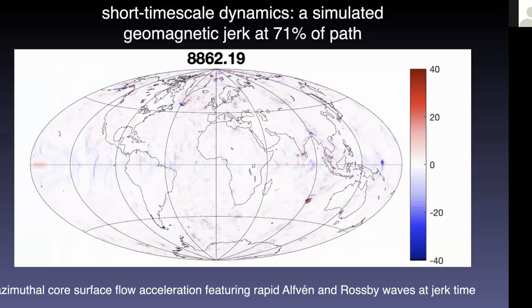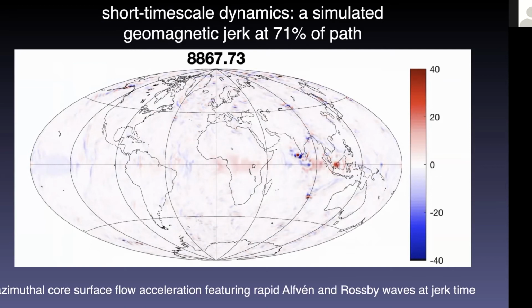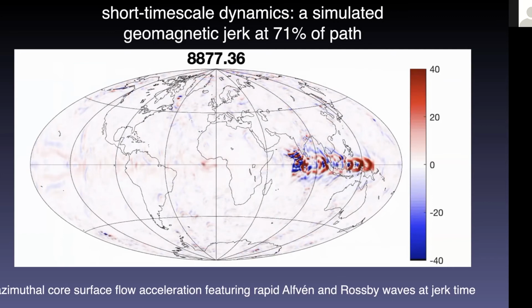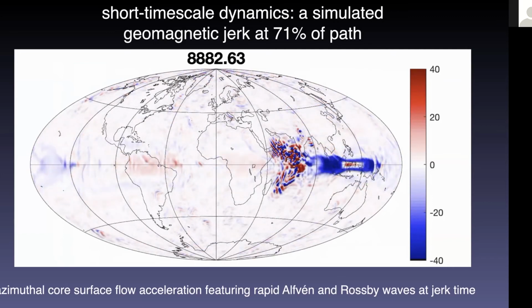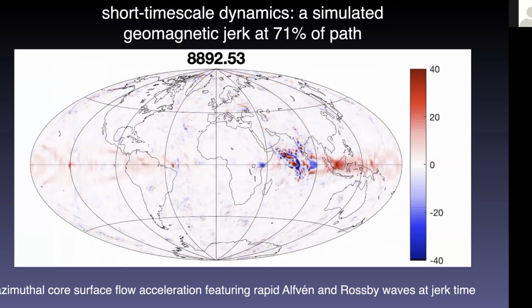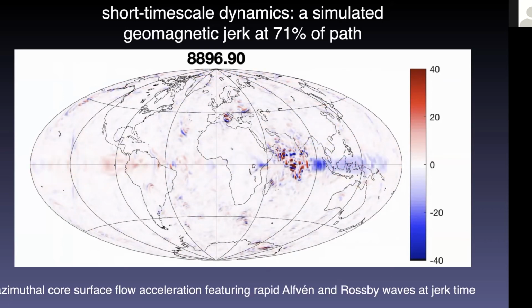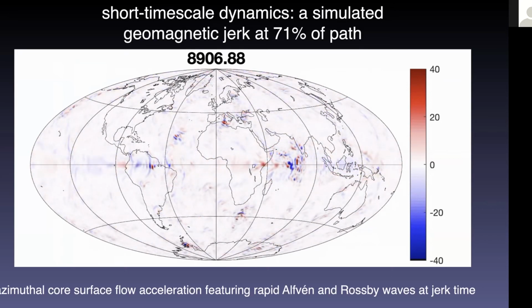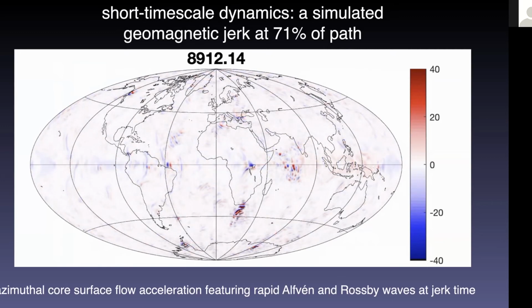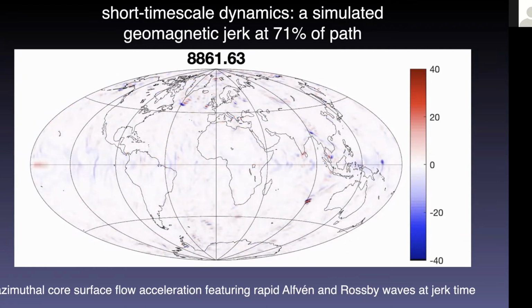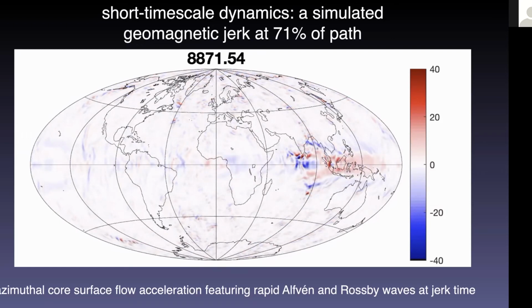As an example here, I show an azimuthal acceleration plot of simulated geomagnetic jerks at 71% of the path, where you see both Alfvén and Rossby waves emerging at the jerk time in this simulation on top of slower dynamics. So these are really the features which are added as you progress towards Earth's core conditions, and that cannot be rendered in moderate models. I'm showing it once again here.